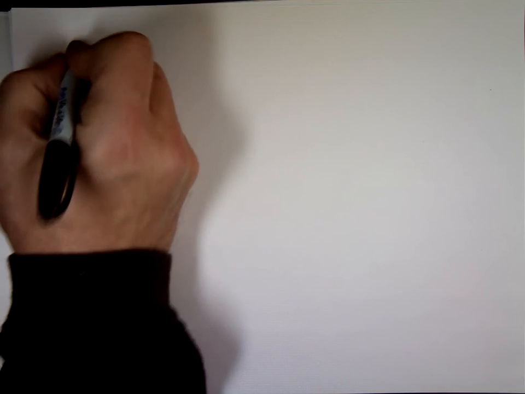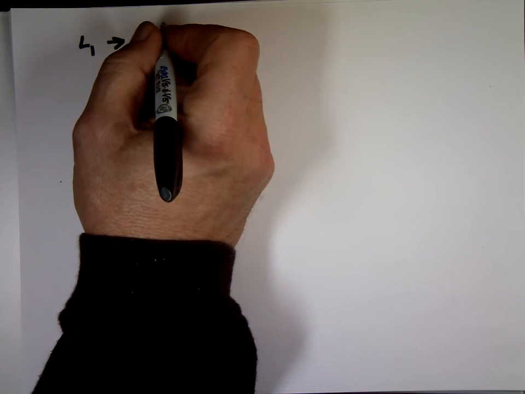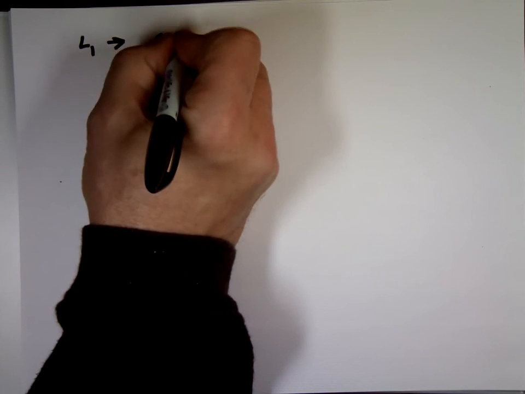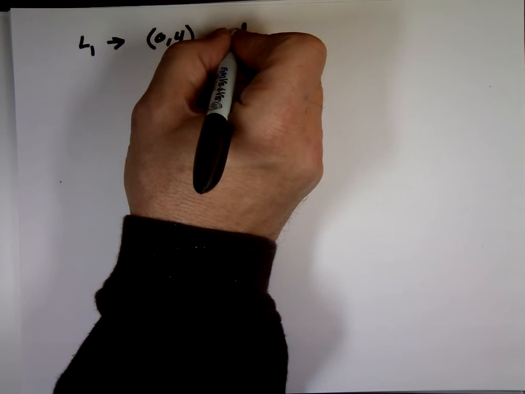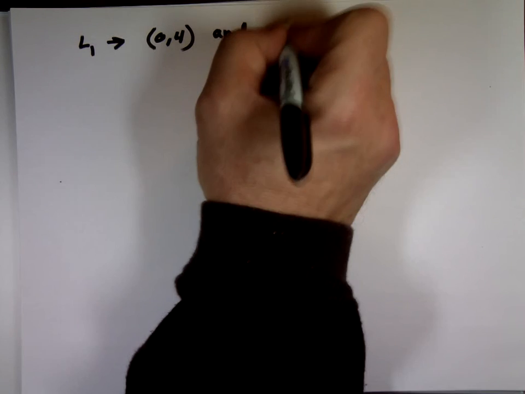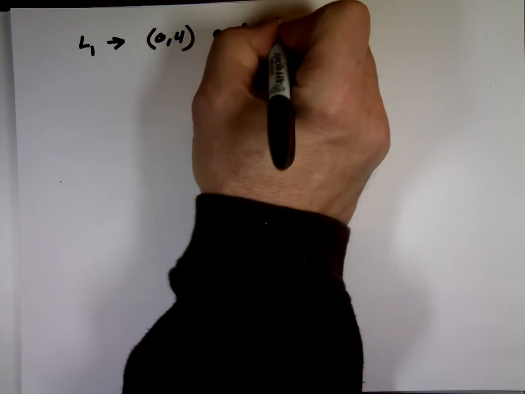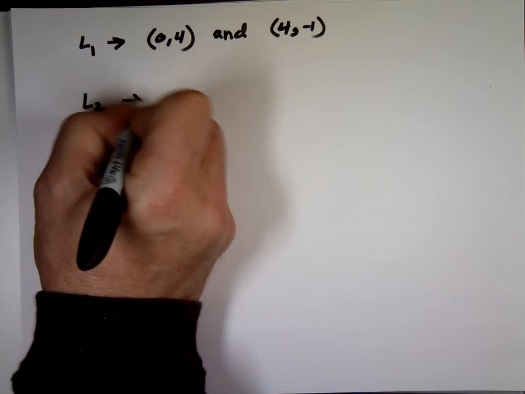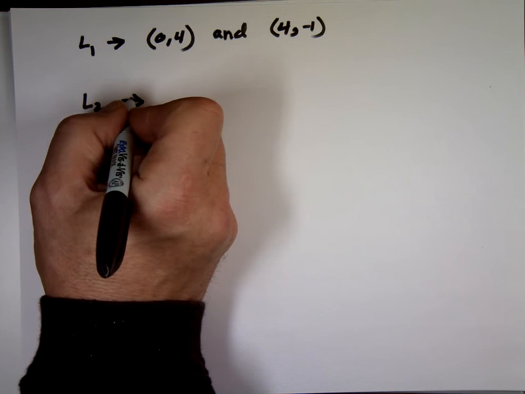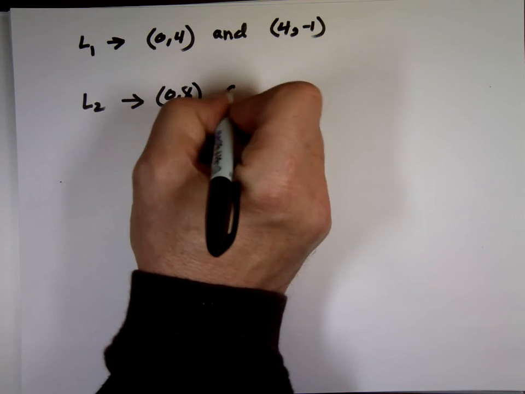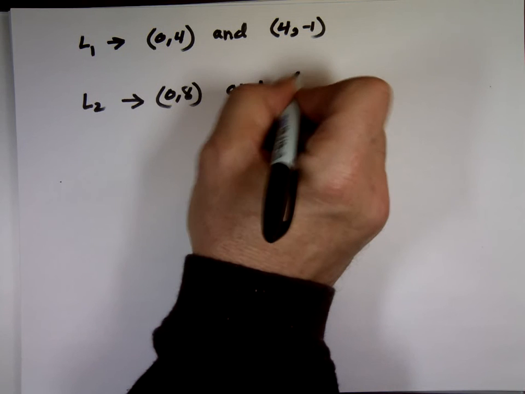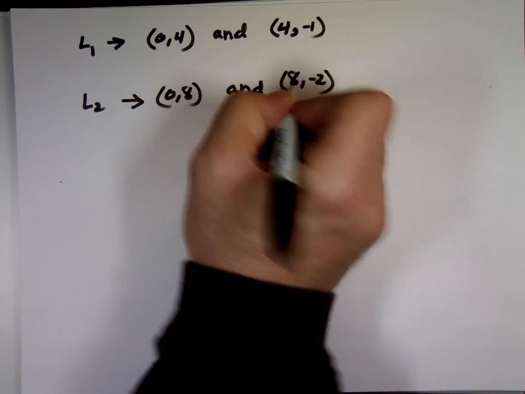I have this line, line 1, passes through the 2 points. I'm just going to write it quickly. (0, 4) and (4, -1). Line 2 passes through the other points, which are (0, 8) and (8, -2). Are they parallel, perpendicular, or neither?